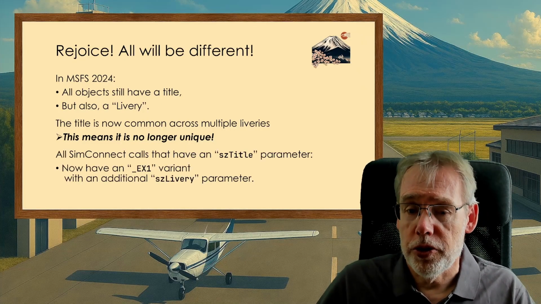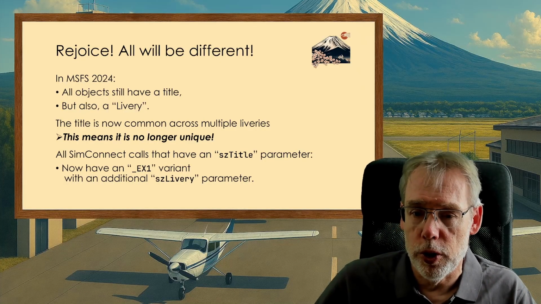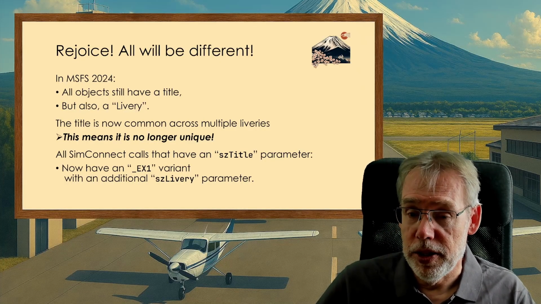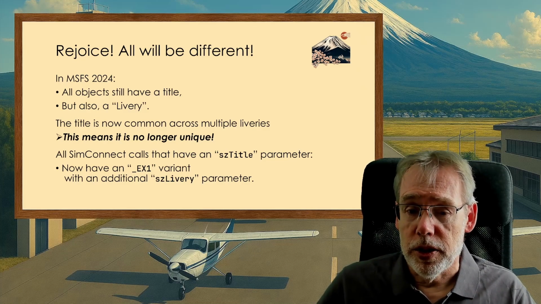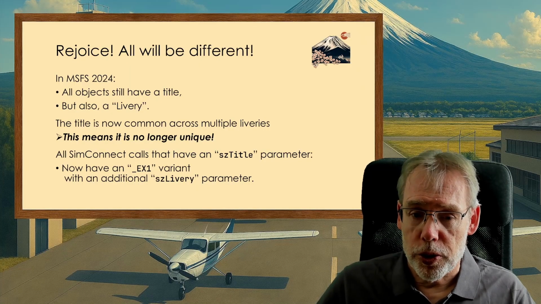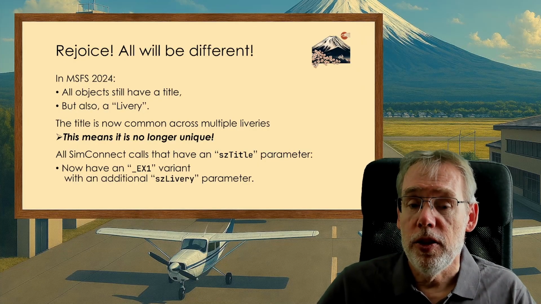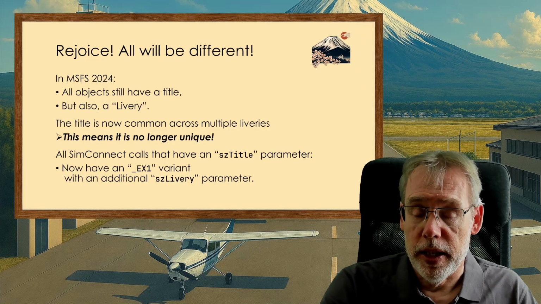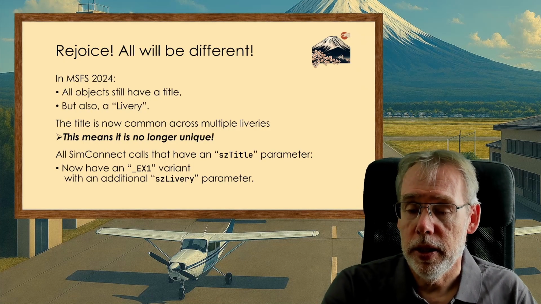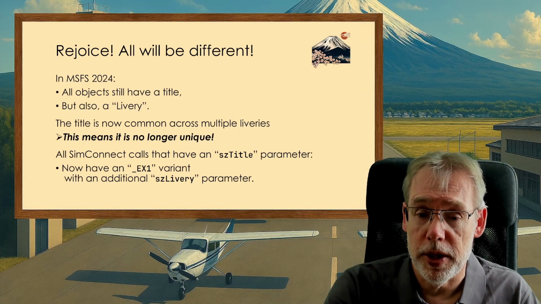All SimConnect calls that do require a title, and that will usually be referred to as a string zero-terminated parameter called SZTitle. There will now be a second SimConnect call where underscore capital E capital X 1 is added at the end of the name of the function, and you will find there an additional parameter SZLivery. So you can again make a unique specification for a particular, for example, aircraft with a certain livery.